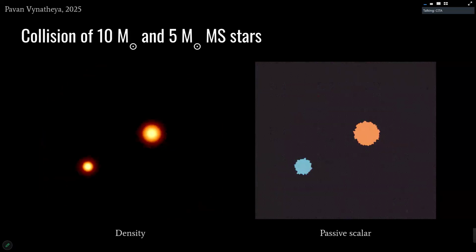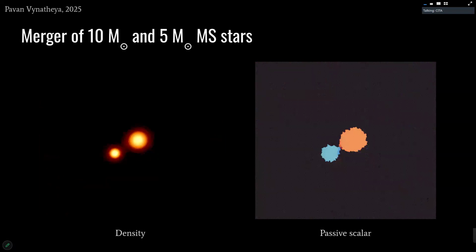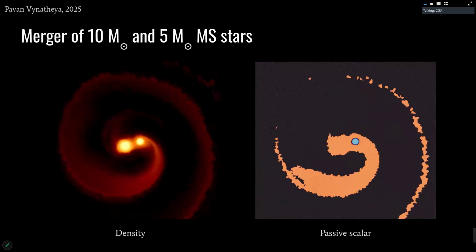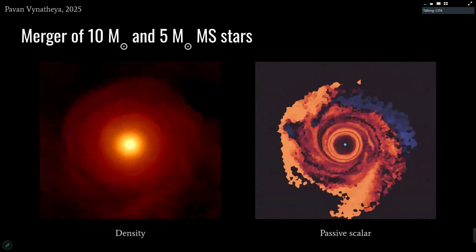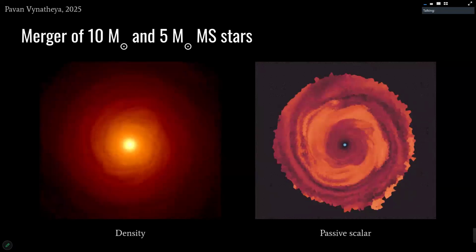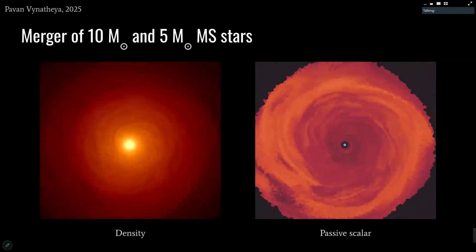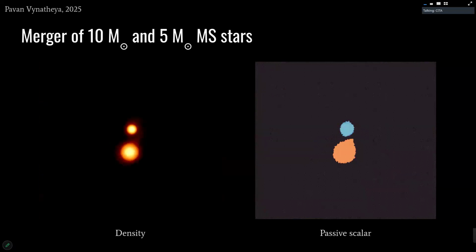Of course, we can be more quantitative about this as well. And similarly, a merger. You can already see some mass transfer happening here. This is again accelerated, and we stop the accelerated or artificial inspiral at some point before the actual merger. Already you can see some differences in the exact mixing of the stars.